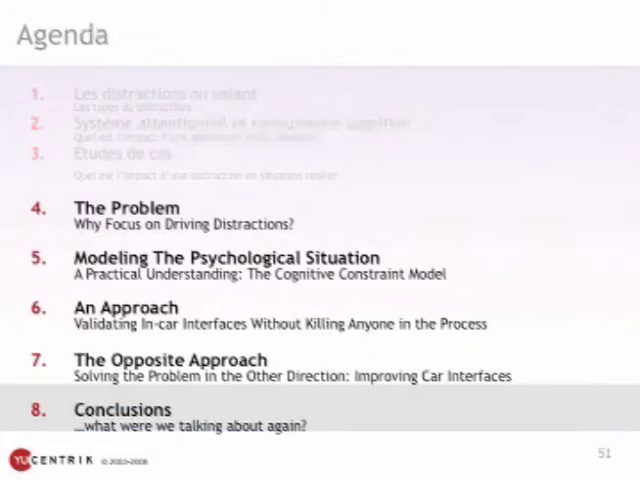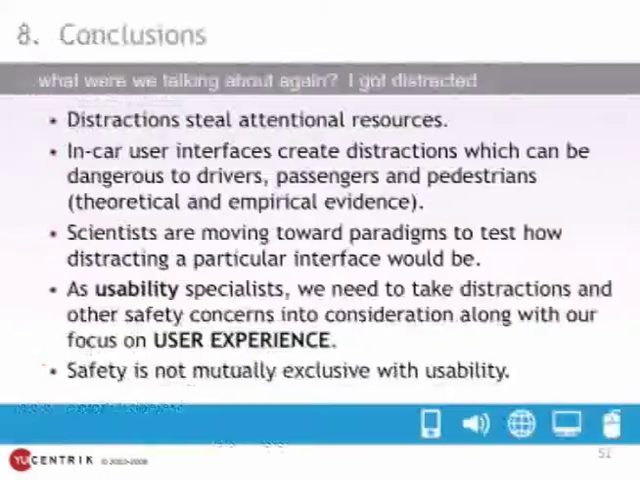And so I think the conclusion here, to recap what we were doing, is that distractions steal attentional resources, as Karim was talking about, and that in-car user interfaces can exacerbate, can be these distractions, and that scientists are looking at paradigms of how we can test and measure distraction. But as usability specialists, because we're not scientists, it's all interesting, it's cool to sit around and discuss the science, but where it affects us is that this science is going to become very important, and if we were all working for a car company, we can't just ignore safety.